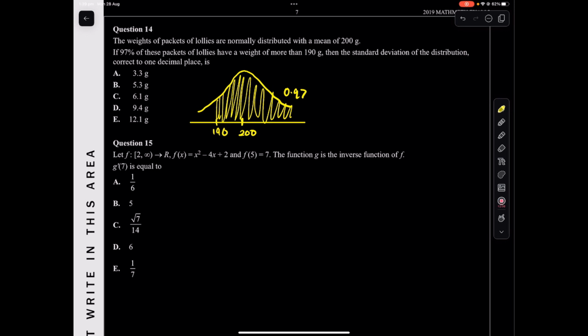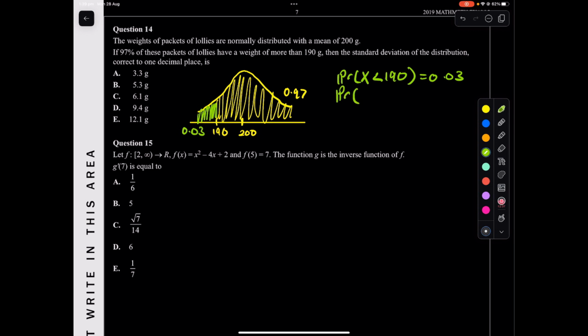Okay, so let's try to find this area over here. It's very easy. It's just 0.03, yes? So if that's 0.03, we can say that the probability of x being less than 190 gives us 0.03. We can change that to a standard normal, so we can say z is less than 190 minus your mean, which is 200 in this case, over your standard deviation, and that is 0.03.